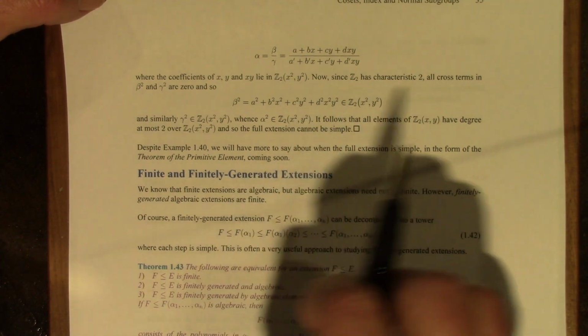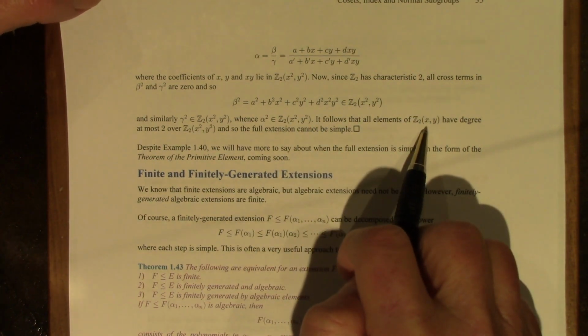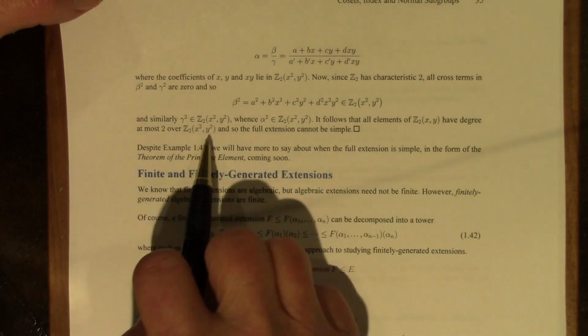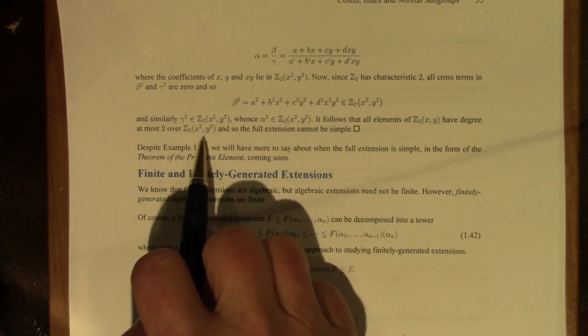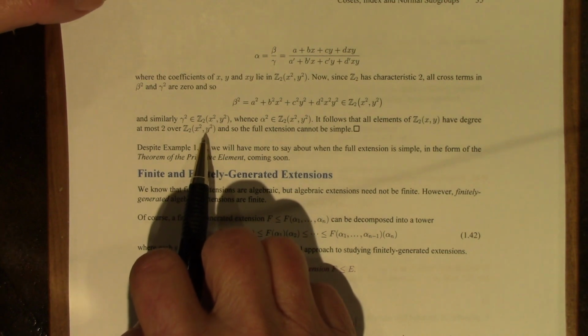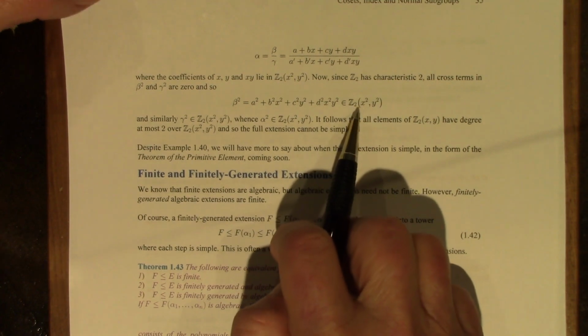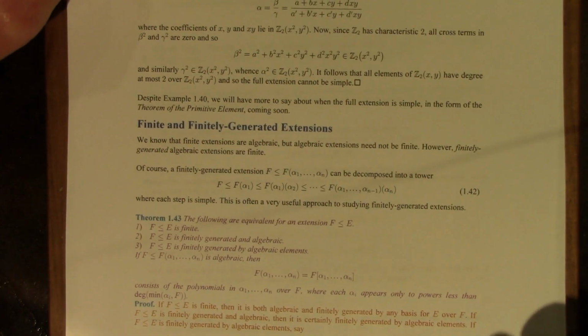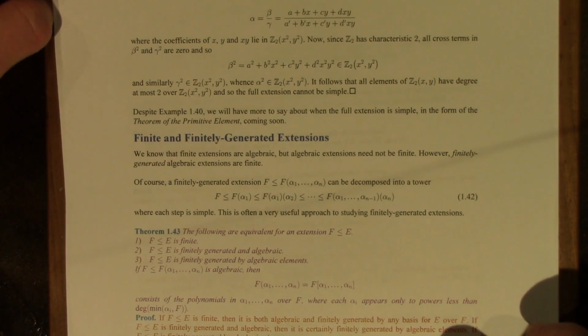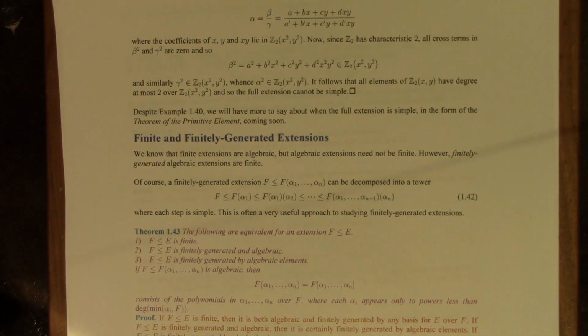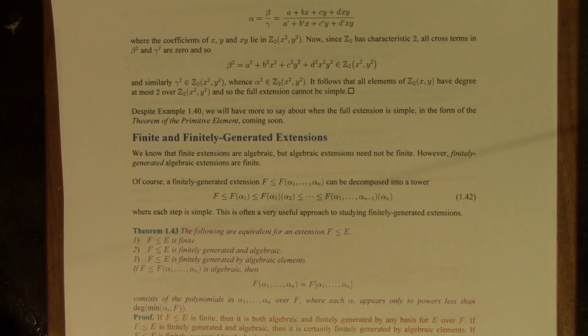That means that all the elements of the big field have degree at most 2 over the base field. You cannot generate an extension of degree 4 with elements of degree 2. And so the full extension is not simple. This example's a little testy. You might have to go over it a little bit. You can see that even towers of simple extensions aren't necessarily simple.